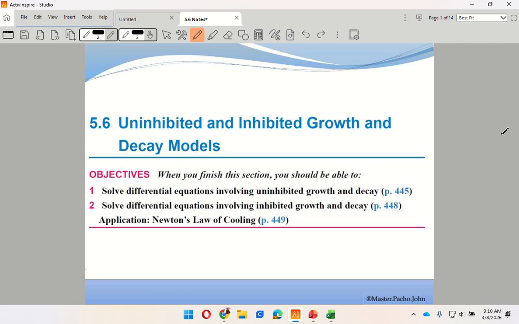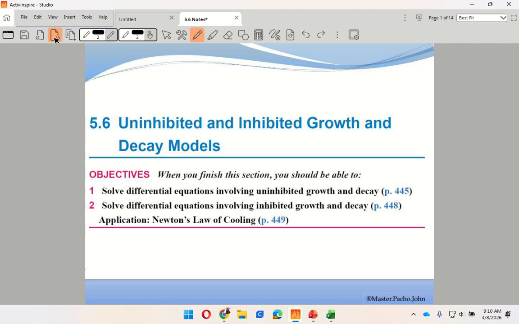Appreciate it. All right, so we actually have a really short lesson. I got 2 examples to go over, and the only thing for the homework is the AP problems, because that's the type of problems you're going to have for these. So, uninhibited and inhibited growth and decay models. And these actually go along with something that we did with derivatives the first time.